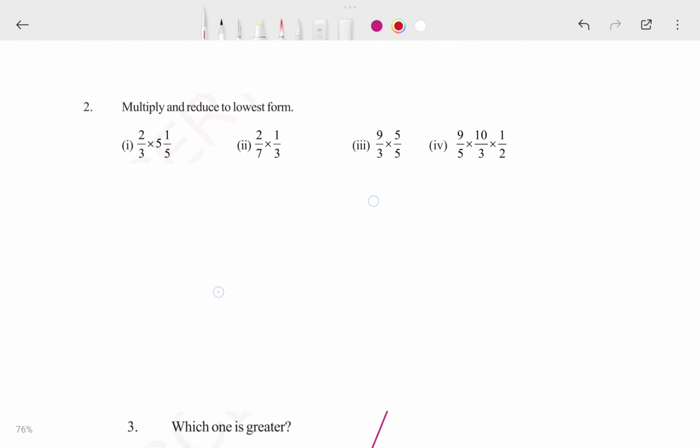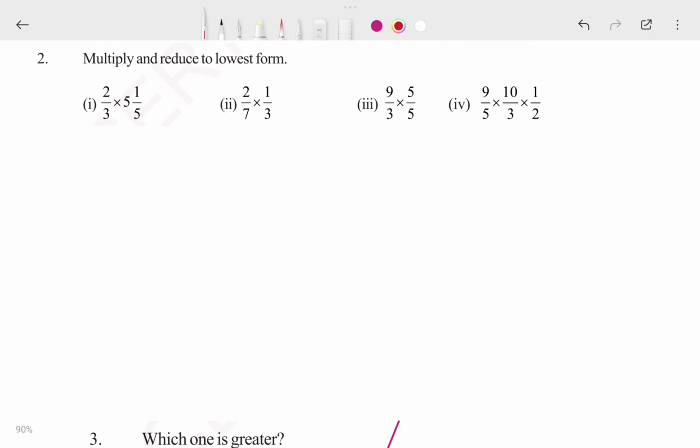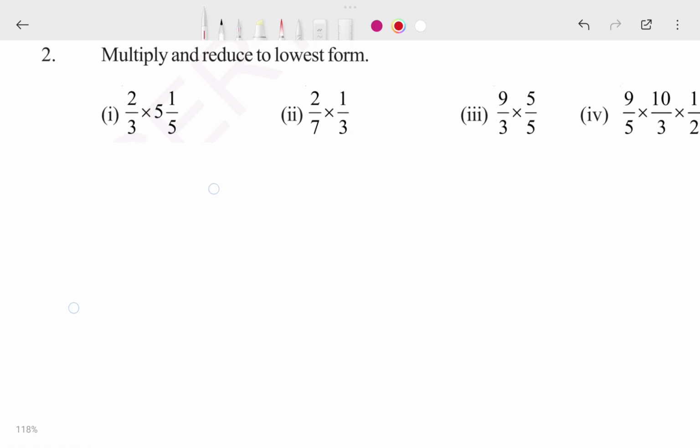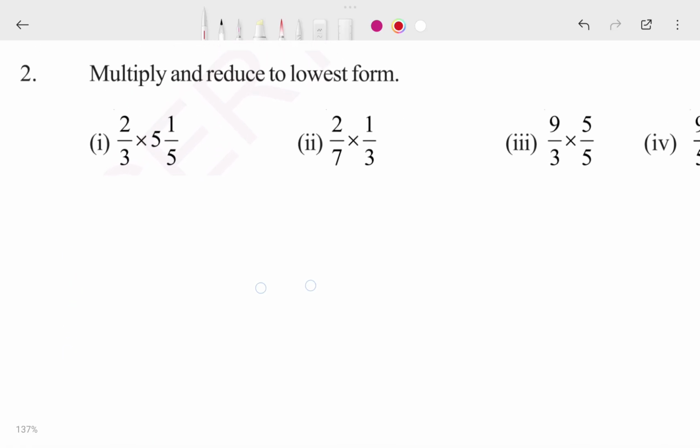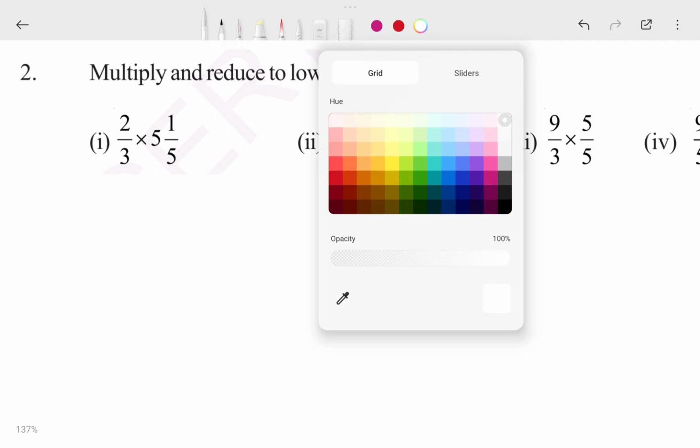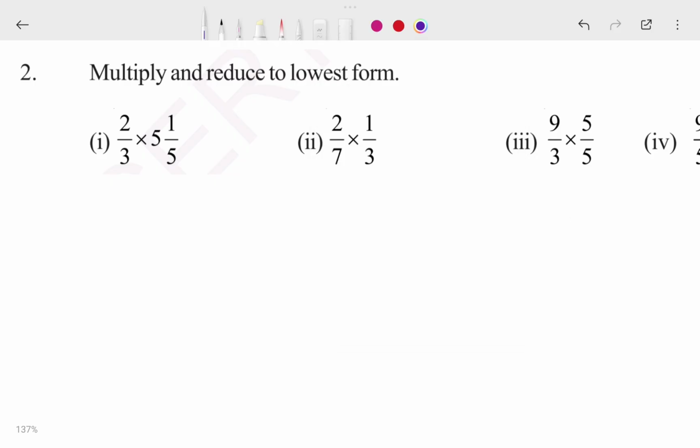So now let me go to the next one. So here it is telling that multiply and reduce the lowest form. Okay, so here we have to cut that and then you have to make it in the lowest form. So how we can do, I tell you. Let's do the first question here. Okay, so I have to use this another pen. Which one? This one. Okay, so let's do this one.